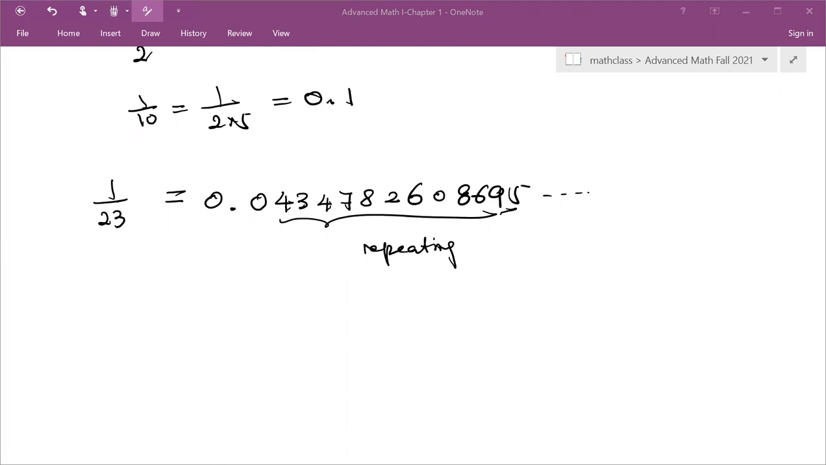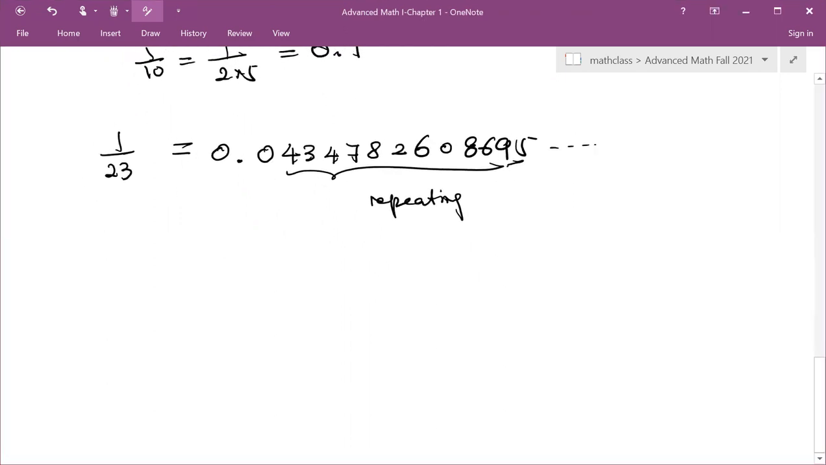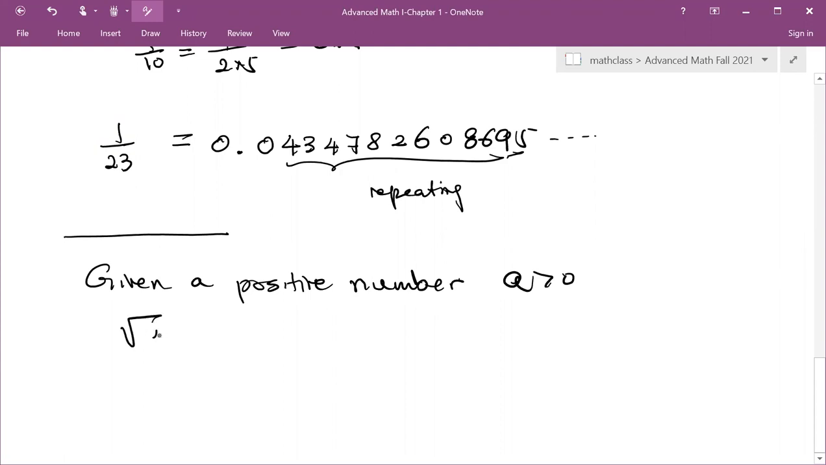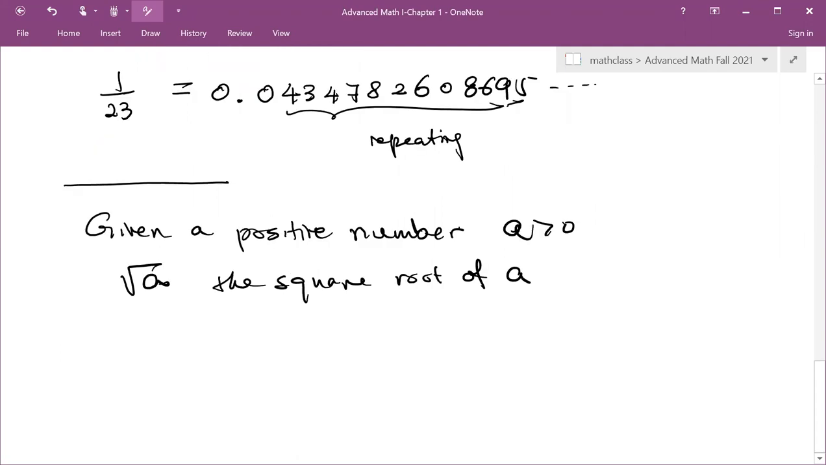Now, first of all, let's look at what the radical, the square root of a number, is. By definition, given a positive number, let's call it a, greater than 0, this is called the square root of a. Now this is a positive number, and it is the number whose square is going to be a.